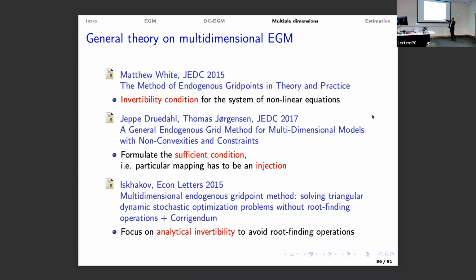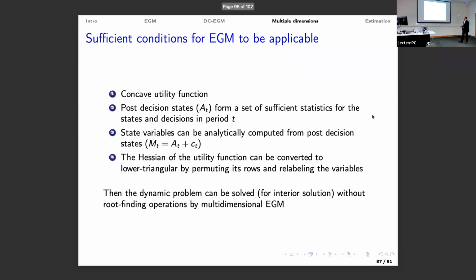And I had a little paper in the letters saying that this is a simple idea: if you have a triangular system of equations, then you could solve it one by one and back substitute. And you can think of whether there are applications to this particular structure of the problem.